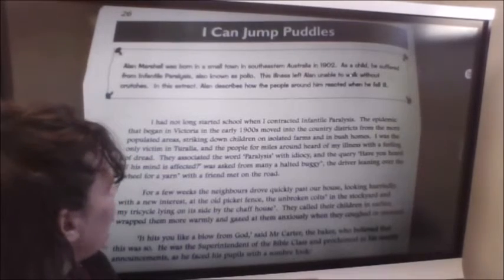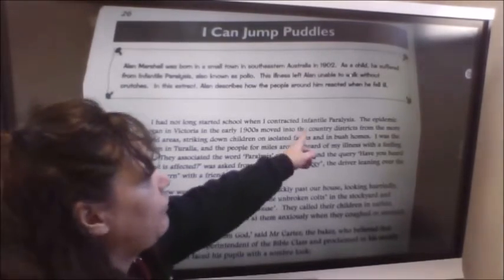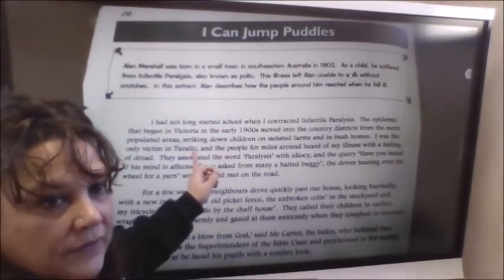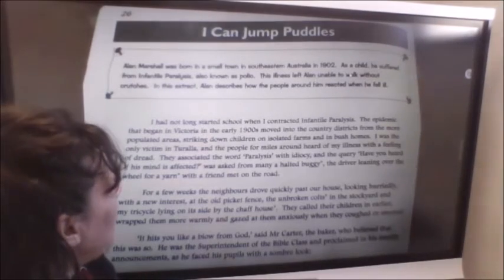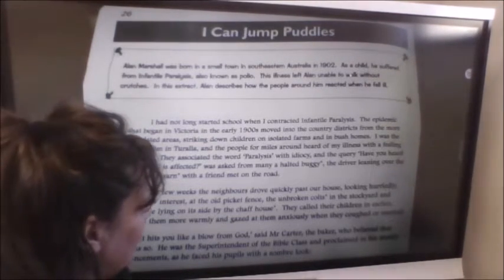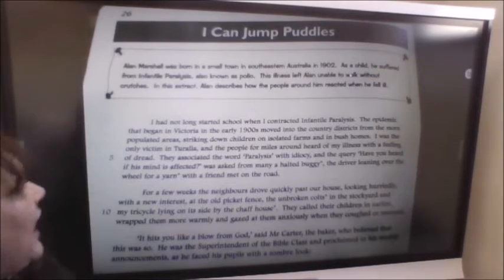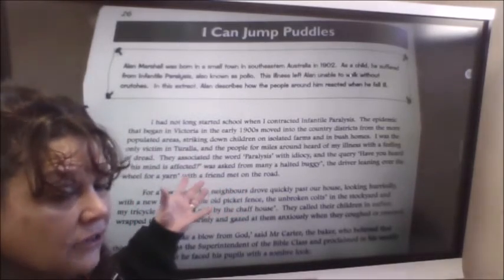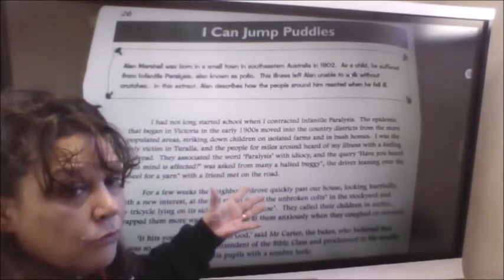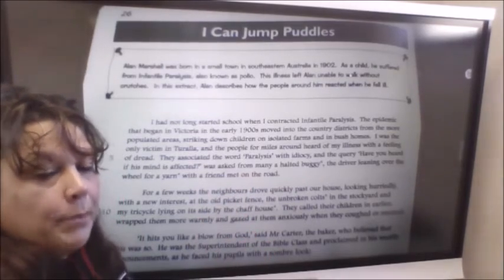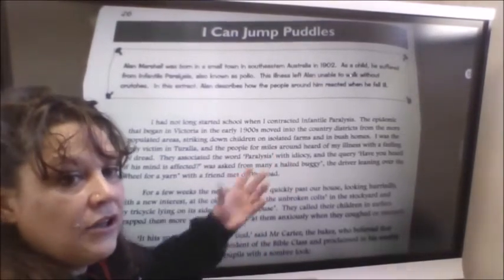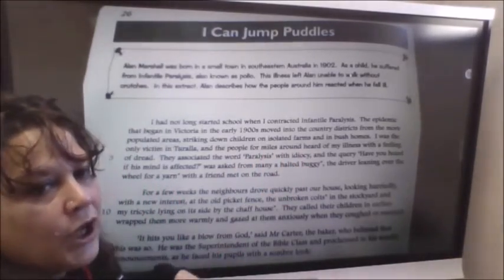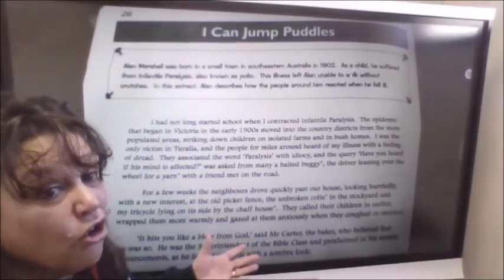It said, "I had not long started school when I contracted infantile paralysis. The epidemic that began in Victoria, in the early 1900s, moved into the country district, from the more populated areas, striking down children on isolated farms and in bush homes." So he's in Australia, and Victoria is a state there. Initially, it started off in towns where there were lots of people, but it spread into the more rural areas. So these isolated farms, where the neighbours aren't close.